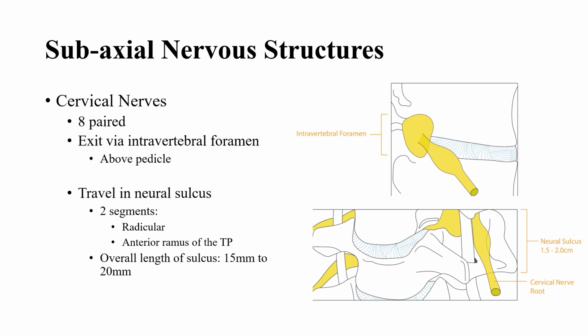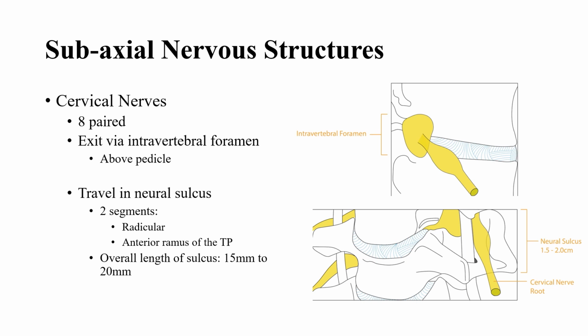Unlike the thoracic and lumbar nerves, which are named in relation to the pedicle under which they pass, the cervical nerve roots are named in relation to the cervical pedicle that they travel above within a structure called the neurosulcus, a groove that extends from the medial border of the cervical pedicle to the lateral edge of the transverse process. The overall length of this groove ranges from 15 to 20 millimeters.